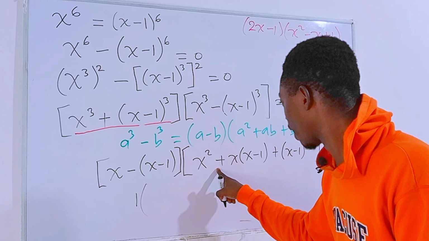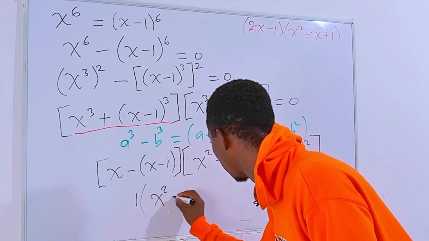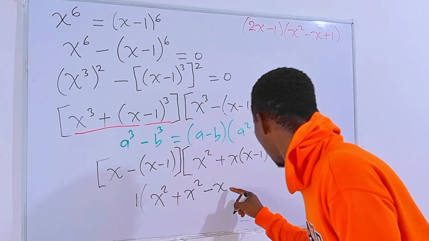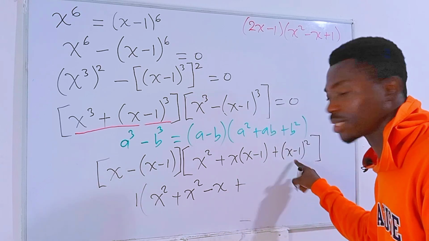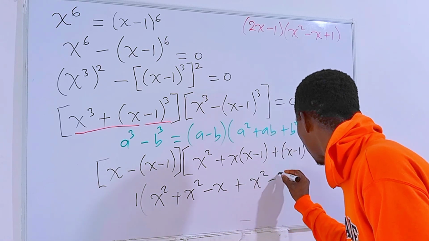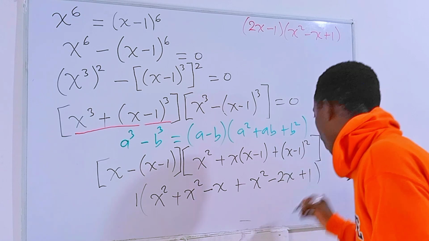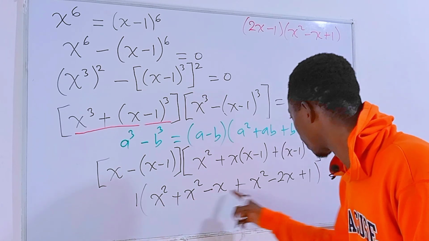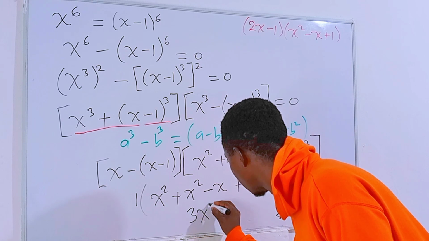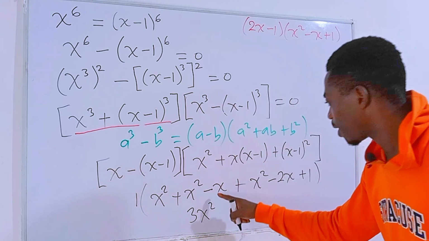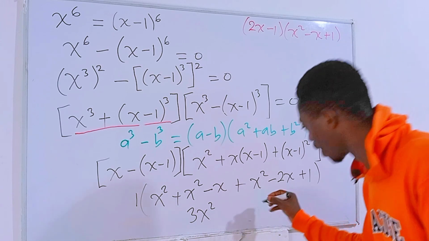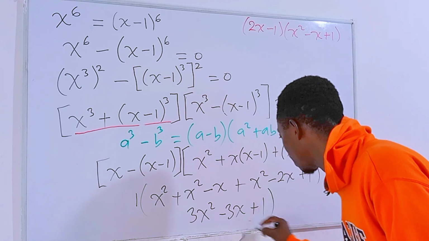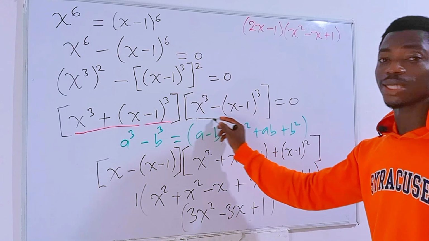Then times this right here. You have x to the second power plus x to the second power, x times negative 1, that is going to be negative x. Then plus, let's expand this. You have x to the second power minus 2x plus 1, and we are done. Cool. We can actually simplify this further. x squared, x squared, x squared, that is going to be 3x squared. Then we have negative x, negative 2x, that is negative 3x, then plus 1. And of course, this is the factor for this expression right here.